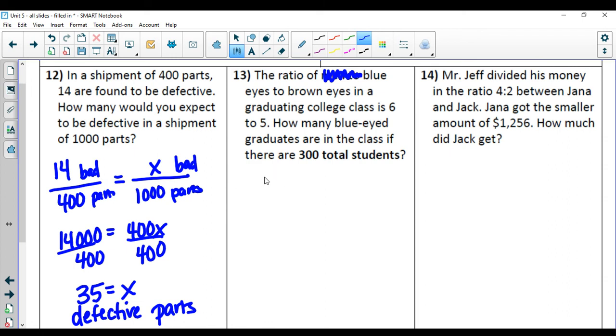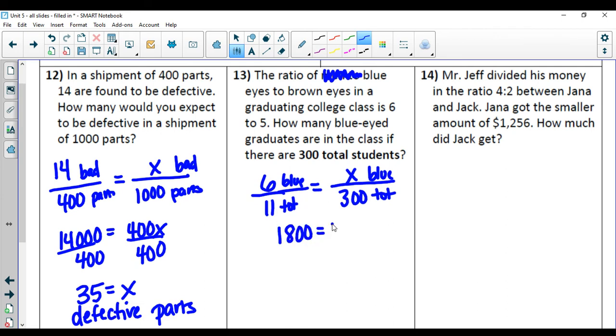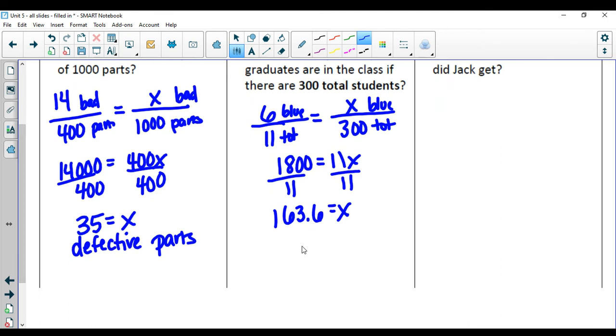So blue eyes would be 6, and we're looking at totals here. So 6 blue eyes, and 6 to 5 tells us 11 total. So if we do blue eyes out of total, our total is 300, so we want to know x blue eyes. So 6 times 300 is 1,800 equals 11x. We're going to divide by 11, and 1,800 divided by 11, we're going to get 163.6 equals x. So because we are talking about a person, we don't have another whole person, so we have 163 blue-eyed graduates.